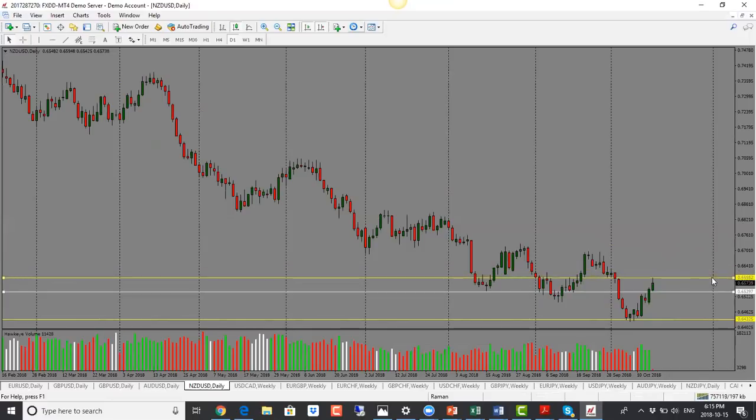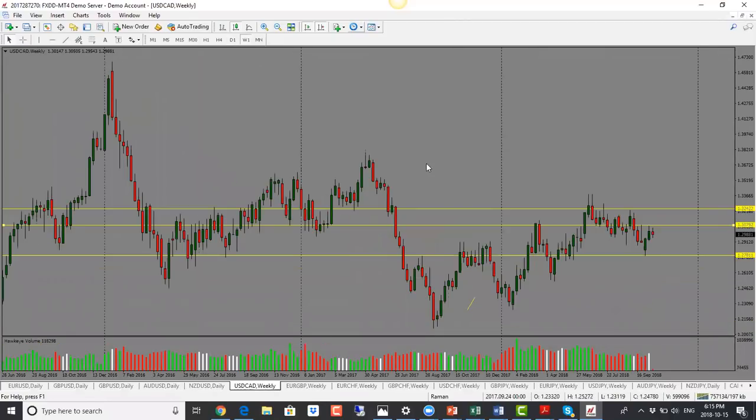But again, this one as well, we are into resistance where price is currently. So if it doesn't cross the resistance here, it could get stalled, but the target is at 0.6620 level. So bias is bullish for New Zealand dollar as well.